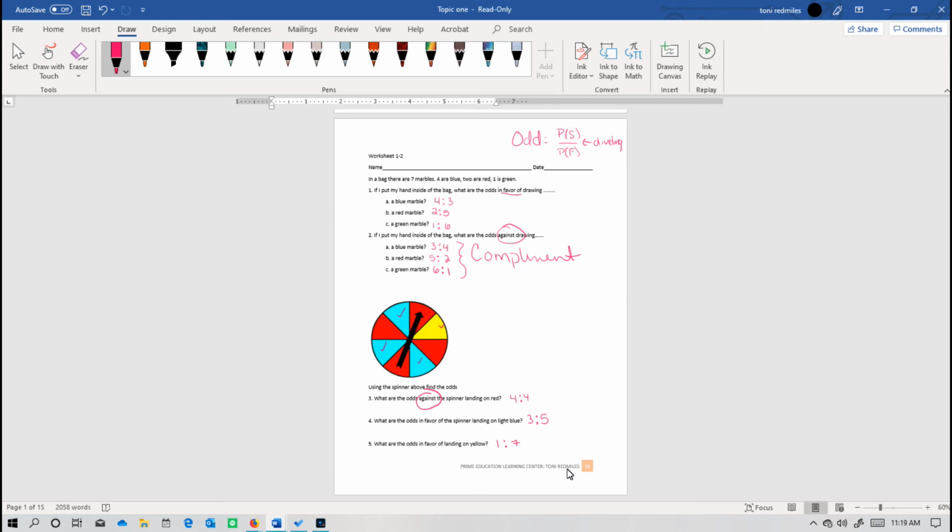What are the odds in favor of the spinner landing on light blue? There are 3 spinner sections in favor of landing on light blue, so 3 comes first. And there are 5 sections on the spinner that are not light blue, so it's 3 to 5. What are the odds in favor of landing on yellow? Again, I have to put the favorable first. There is 1 yellow section on the spinner, so the favor is 1. And there are 7 sections that are not yellow, so it's 1 to 7.